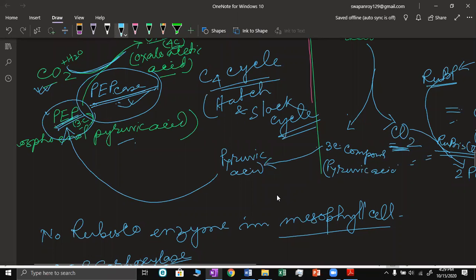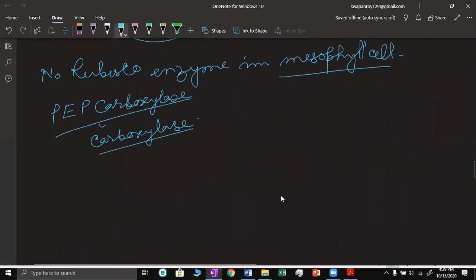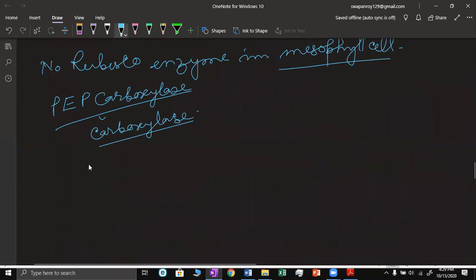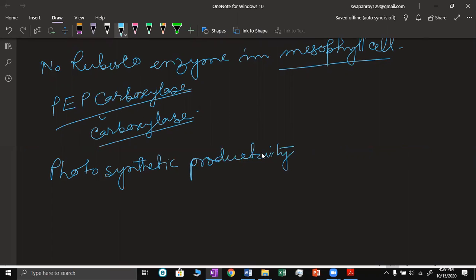Due to this, the productivity in this plant is very high. Photosynthetic productivity is very high here. Where? In C4 plant.